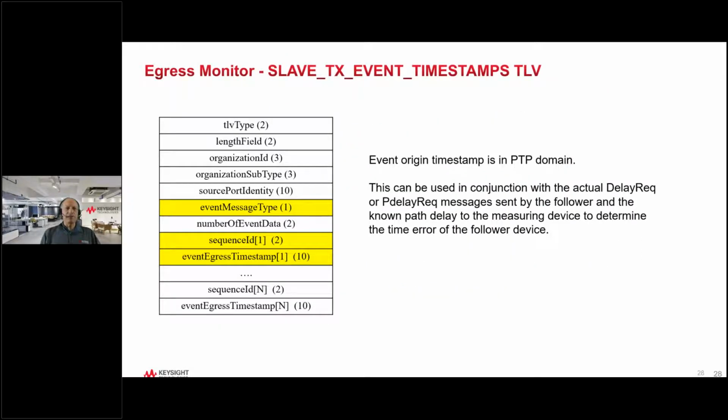Here's the TLV used for the egress monitor. So the idea here is that what we tell you is the event type that was used. For example, we monitored a delay request, or we monitored an announce, whatever message we monitored, and we tell you the timestamp, the local PTP time at which that message was sent out, in the event egress timestamp. Then the receiving side can see when it received that same message.